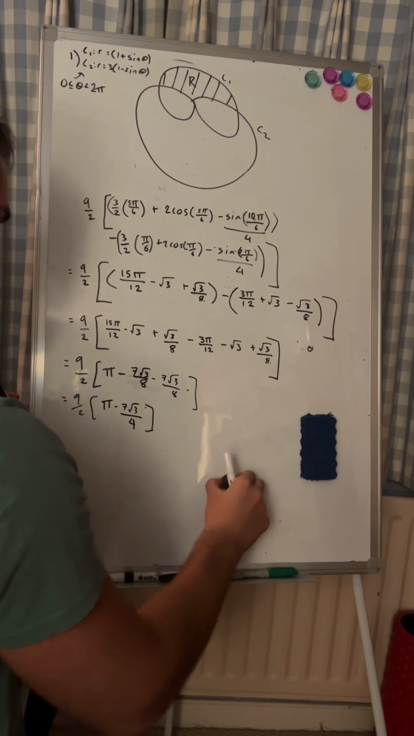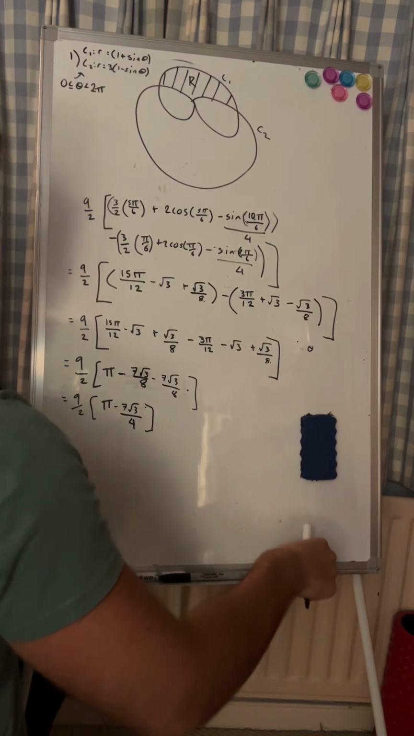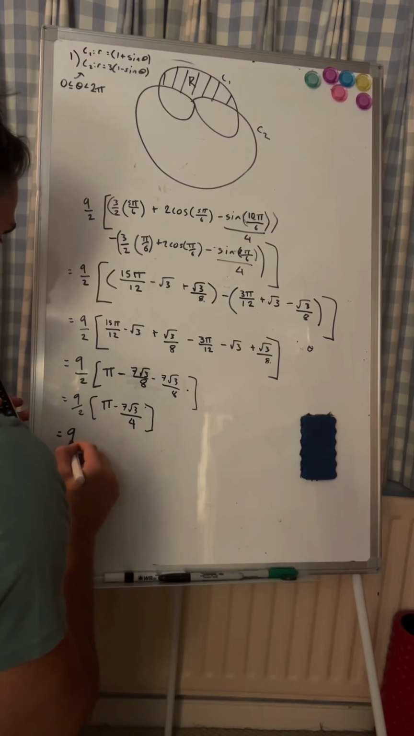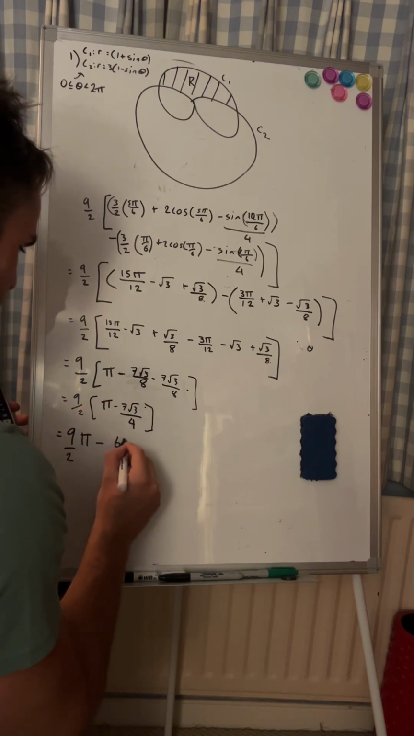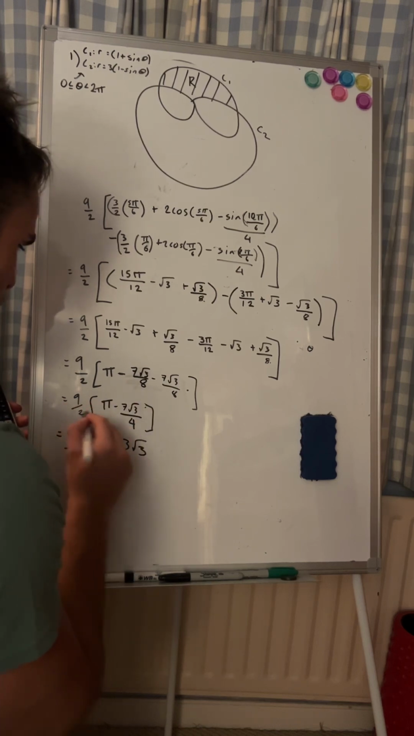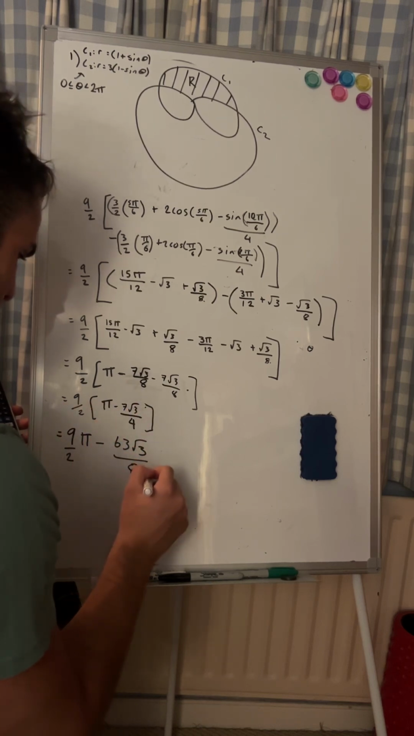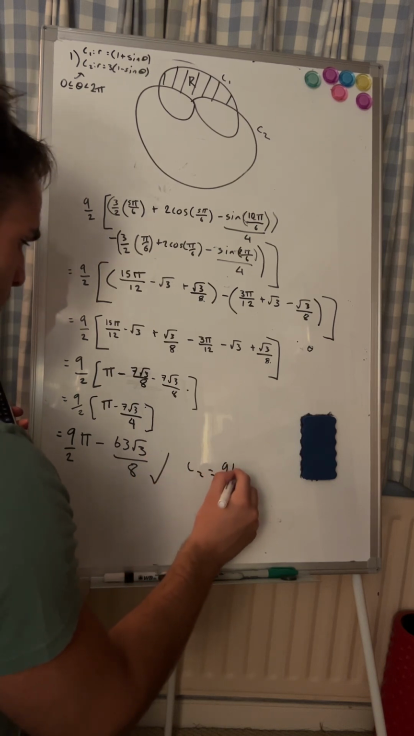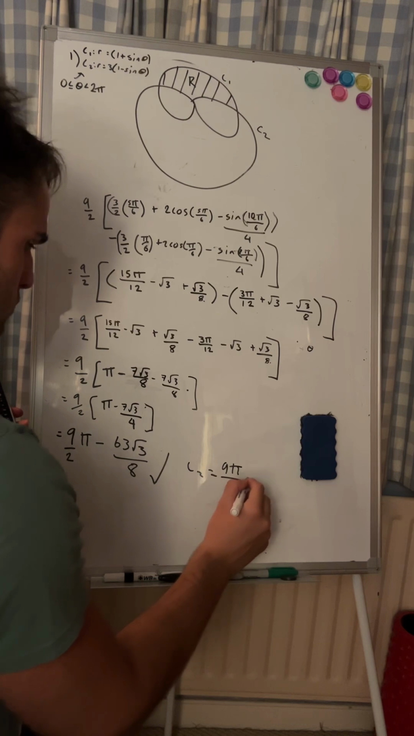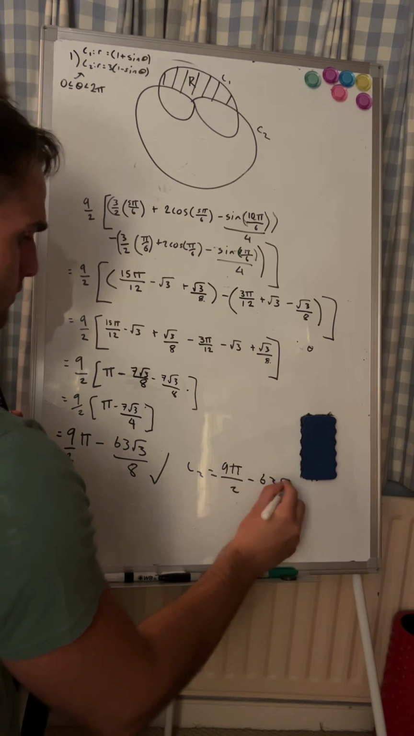And then this is 9 over 2 times that. 9 over 2 pi minus 9 times 7 is 63 root 3, 2 times 4 is 8. Boom. C2 equals 9 pi over 2 minus 63 root 3.